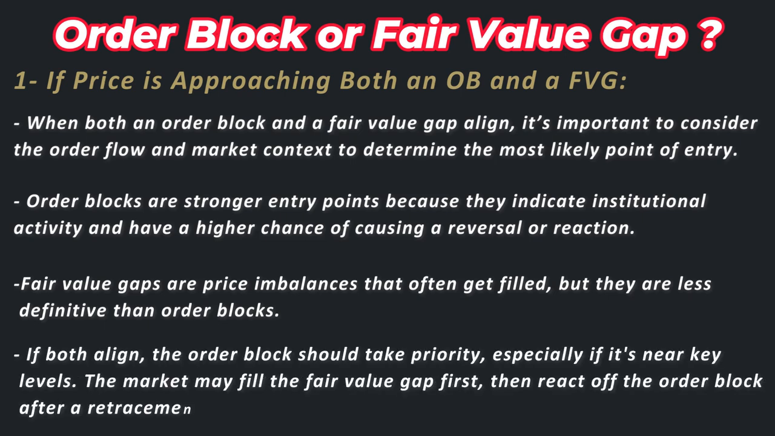If the fair value gap is very close to the order block or overlaps with it, the market may first target the fair value gap before bouncing off the order block. If price is in a strong trend, the fair value gap might get filled first. Then the order block will provide a more refined point of entry after the retracement.